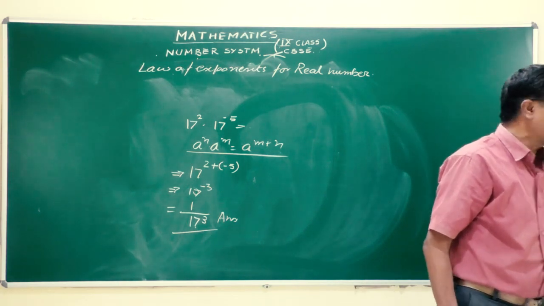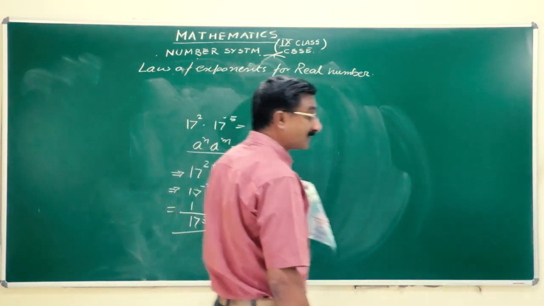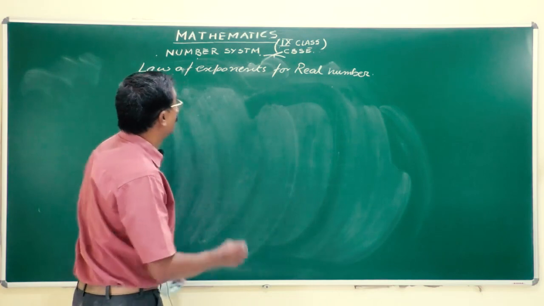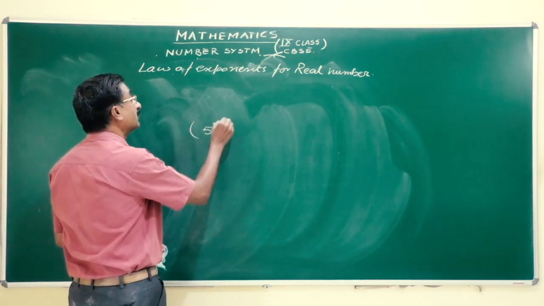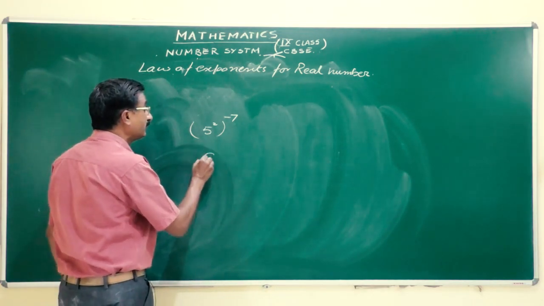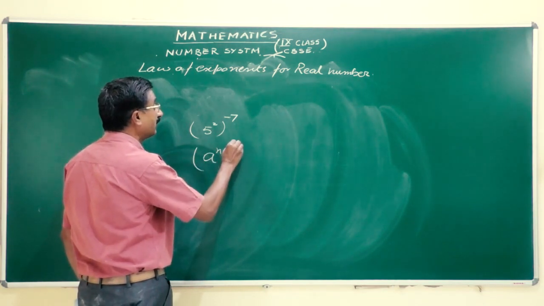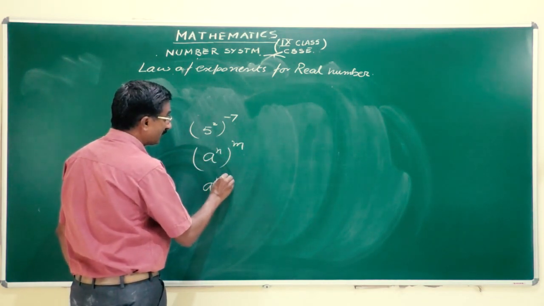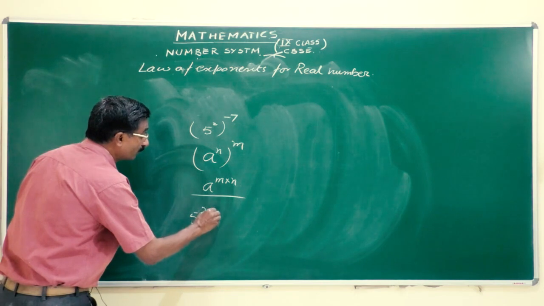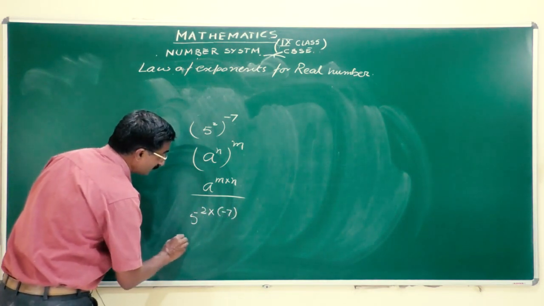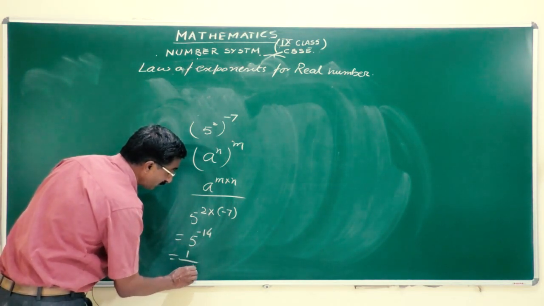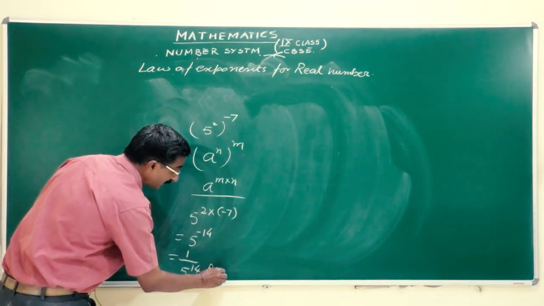Now the next problem is 5 to the power 2 raised to the power minus 7. Again here we will use the identity a raised to the power n raised to the power m is equal to a raised to the power m into n. So here 5 raised to the power 2 into minus 7. So this is equal to 5 raised to the power minus 14. So this is equal to 1 upon 5 raised to the power 14. So this is the answer.